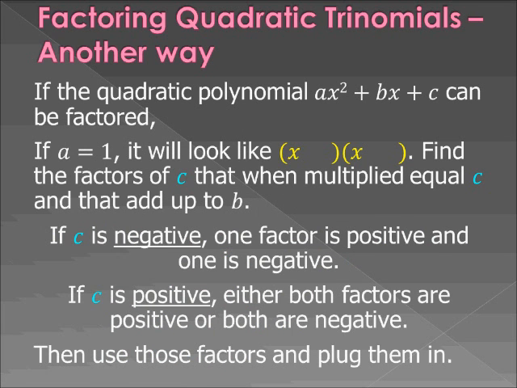Another way you can do it: if a is 1, it's going to have something that looks like this, two terms, each in x, if it's something that can be factored. Of course, if it's prime, which we'll get to in a moment, then you can't do this. You're going to want to find factors of c that when multiplied equal c and that add up to b. If c is negative, you're going to have one factor that's positive and one that's negative. If c is positive, they're either both positive or both negative. Then you use those factors and plug them in, making sure they add up to the b term.